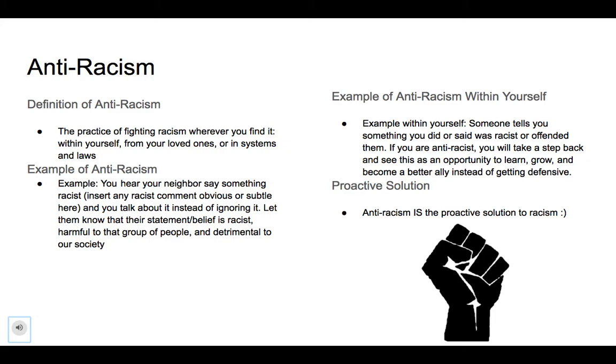Another example of anti-racism is fighting it within yourself. So let's say you're hanging out with a friend, and that friend is a person of color, and they tell you that something you did or something you said was racist, or that it offended them. It's easy to get offended and to get defensive, because we don't want to feel like bad people.